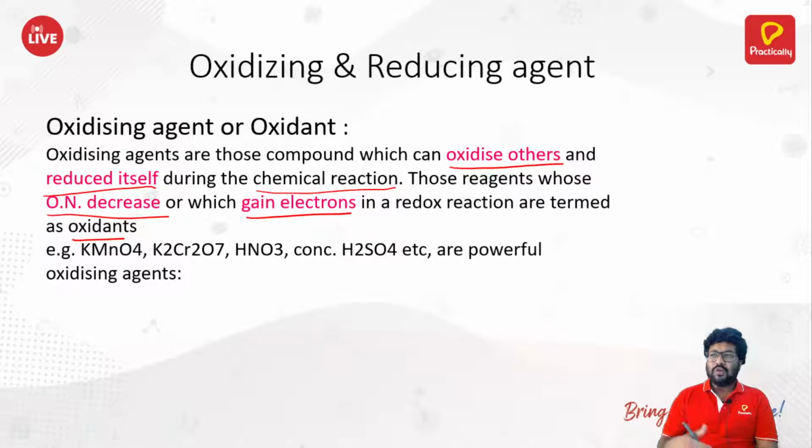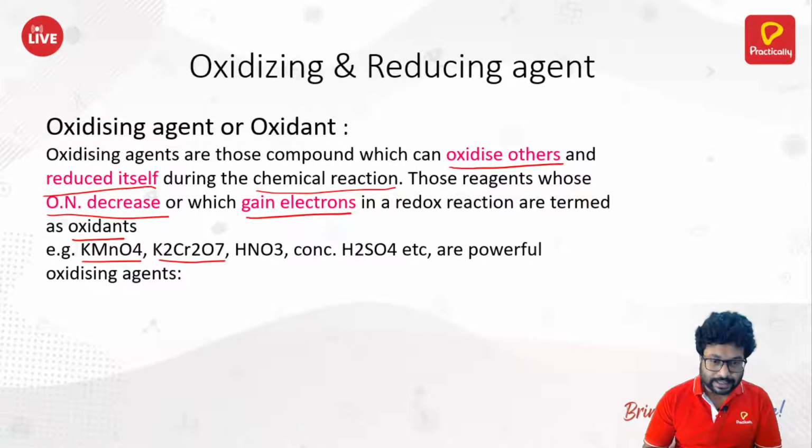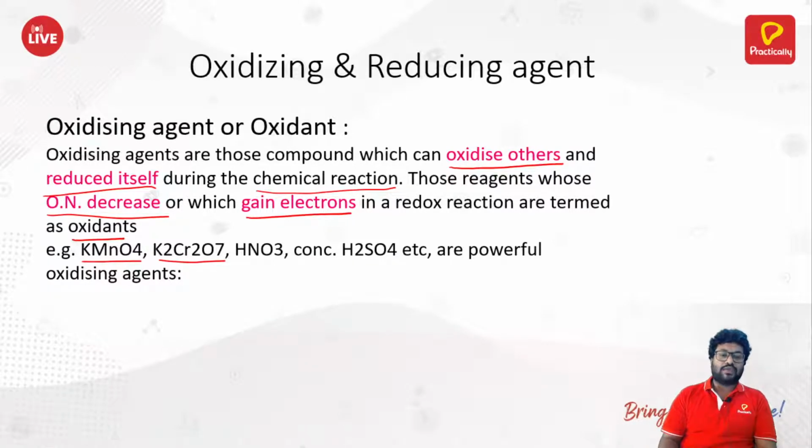Okay. What are some of the stronger oxidizing agents? The most prime examples are KMnO4, K2Cr2O7. These are the most important oxidizing agents which are used in different organic reactions. Okay, KMnO4 and K2Cr2O7. HNO3, nitric acid, is also a good oxidizing agent. Lastly, concentrated H2SO4. These four are the powerful oxidizing agents.